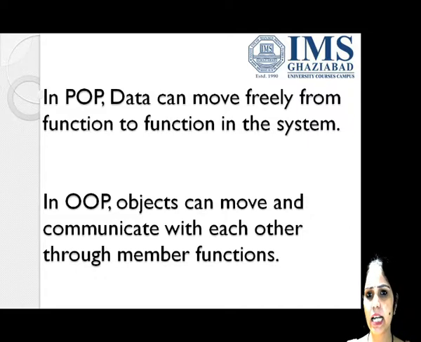In POP, data can move freely from function to function in the system. How can the data move freely? Say I have 4 functions and all the 4 functions use the same data. They require the same information. Now if this particular information is being accessed by 4 different functions, that means the data needs to be declared globally and needs to be accessed by all the functions. And since here we don't have any access specifier, the data is public and is freely available to every function.